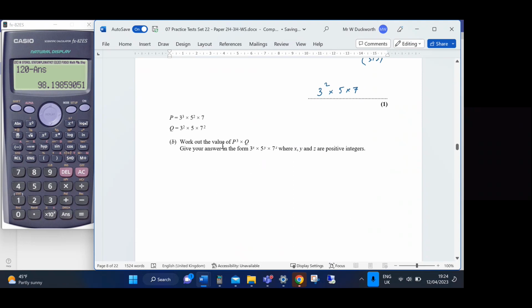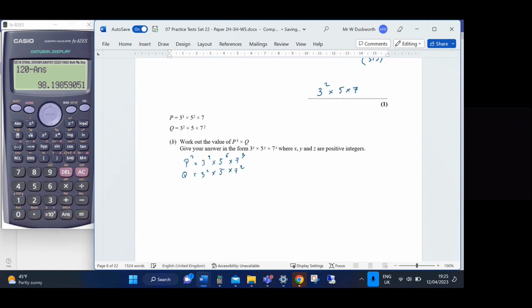Okay, part B, work out the value of P cubed times by Q, giving your answer in the form 3 to the power X, 5 to the power Y, and 7 to the power Z, where X, Y, and Z are all positive integers. Right, so I'm going to set this out slightly peculiarly. I'm going to write P cubed as 3 to the power 3 to the power 3. So I'm going to cube each part. That would give me 3 to the power 9 times by 5 to the power 6 times by 7 to the power 3. And Q is going to be 3 to the power 2 times by 5 times by 7 squared.